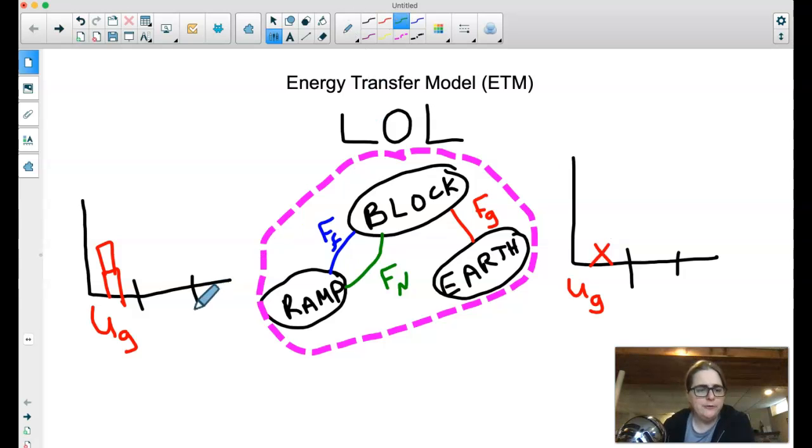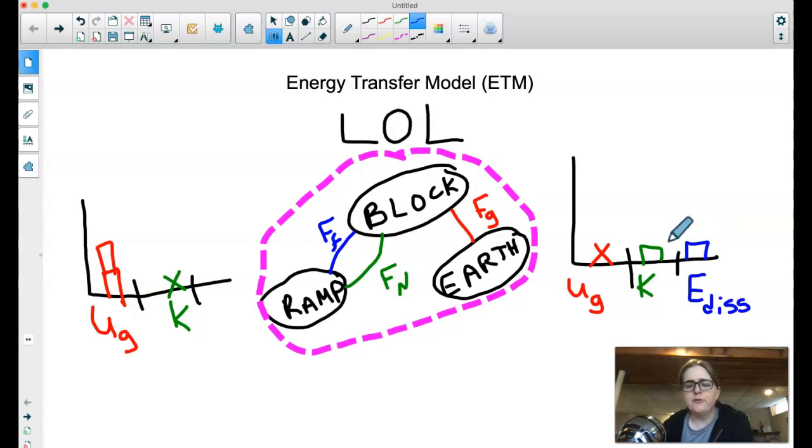And as a reminder, I like to use blocks on my energy bar charts just to make it clear how these compare. So for example, even though my drawing's a little bit sloppy, I can tell really easily that I've got less kinetic energy at the end than I had gravitational potential at the start. And then because I've got a force of friction, that means I have some dissipated energy. So some of the energy in that system is going to get converted into heat, into sound, into things like that that tend to be very difficult to convert back to potential energy or kinetic energy.